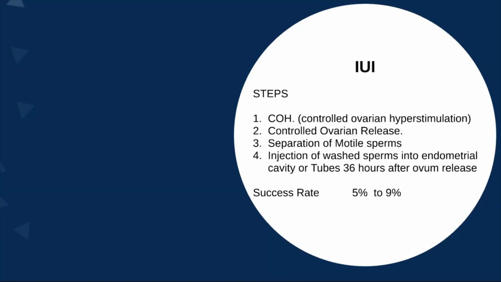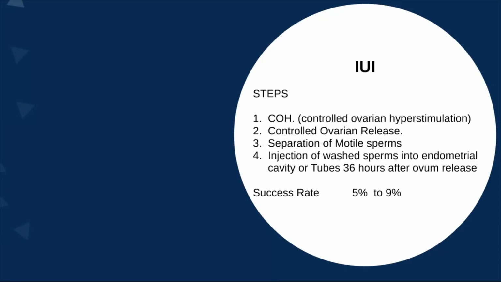After the controlled ovarian release, 36 hours later, we take the semen specimen, we wash it, and we separate the rapidly motile sperms. We call it the swim up technique. And these separated rapidly moving sperms are pushed back into the uterus with the help of a cannula.